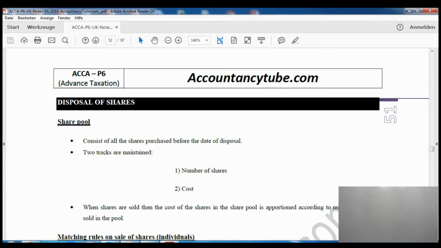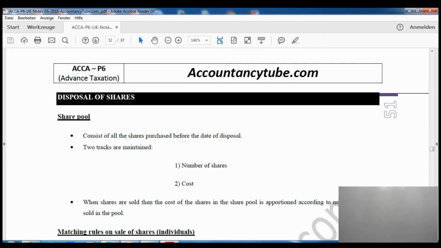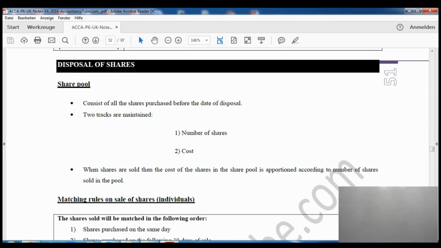I'll just share the screen with you and we will read the notes together, and I'll be explaining from the notes. So if you could please come to page 51 of your lecture notes. I'm sharing the screen with you anyway, but if you have the notes in front of you, please come to page 51. Now it says disposal of shares.